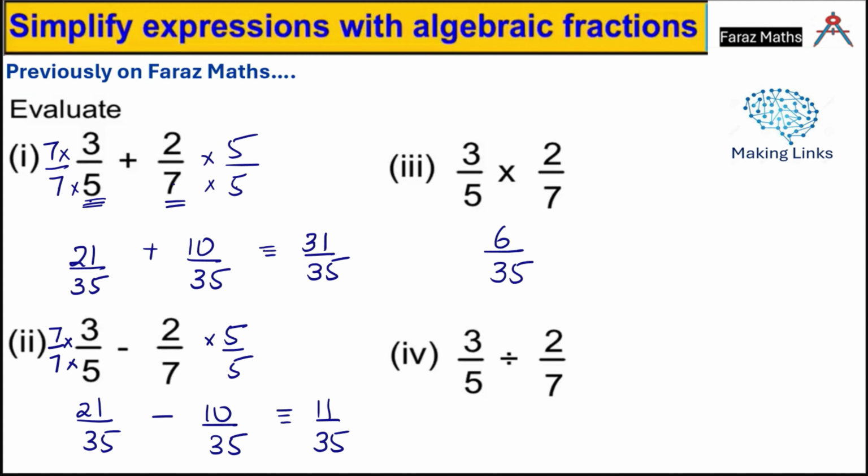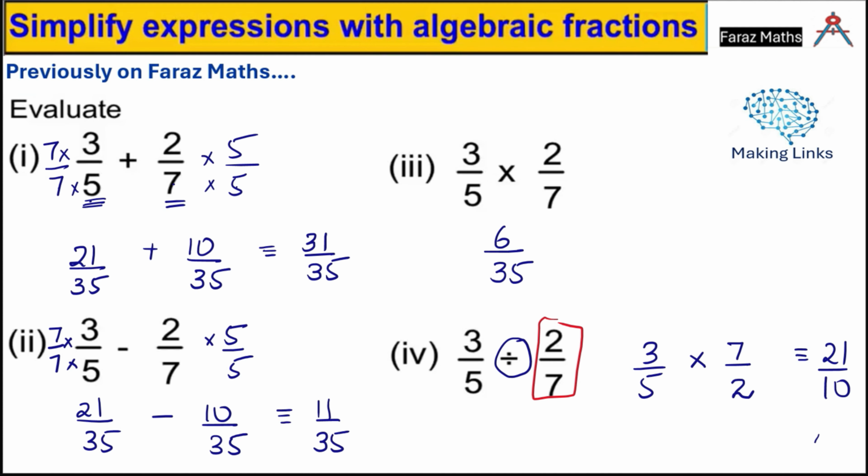3 over 5 divided by 2 over 7. Whenever we have a divide sign between the fractions, what will we do? We will flip the fraction. You have to flip the second fraction. So 3 over 5, divide will change into multiply, and then flip it. It will become 7 over 2. Now multiply 3 by 7, which gives you 21, and then 5 times 2 is 10. 21 over 10 is the answer. Okay, coming to the next.